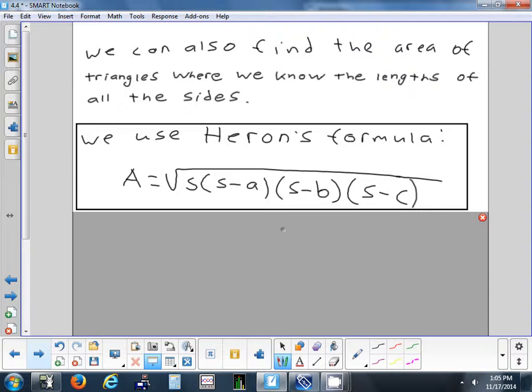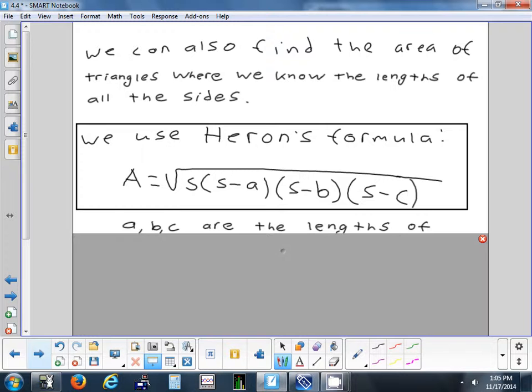So the final result is the area of a triangle is the square root of s times (s minus a) times (s minus b) times (s minus c). Is there anything in that formula that we might not be sure what that represents? Yeah, we haven't used s before. Okay, what about a, b, and c? Those are the sides.